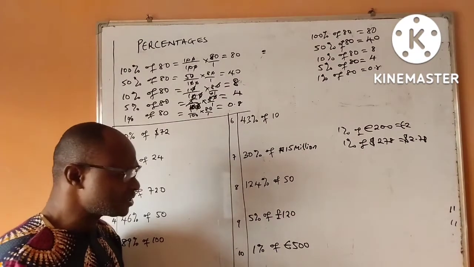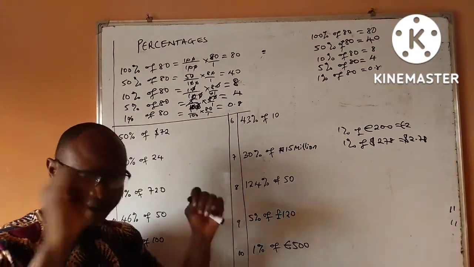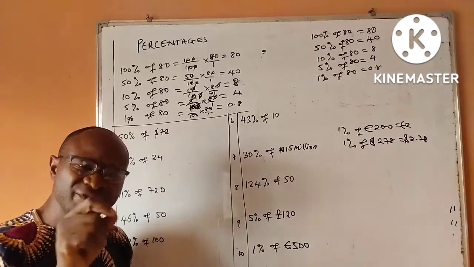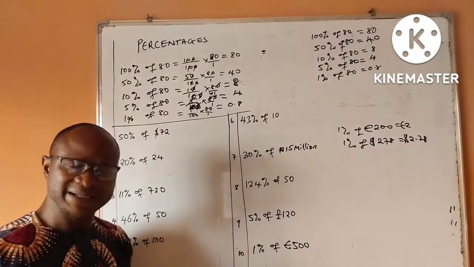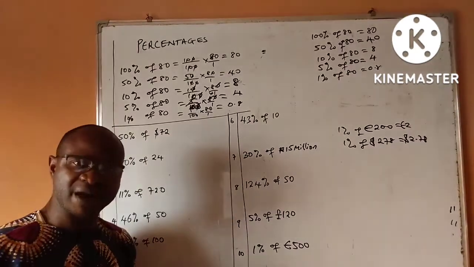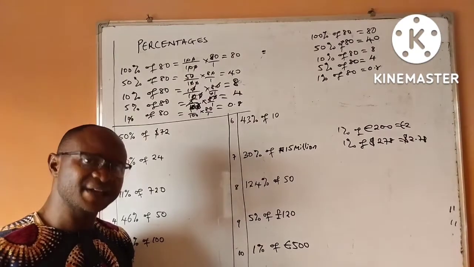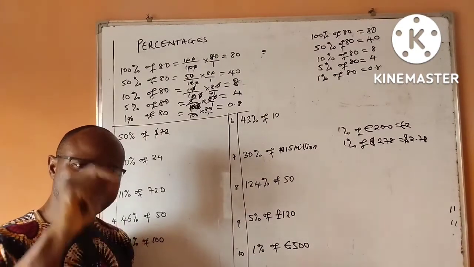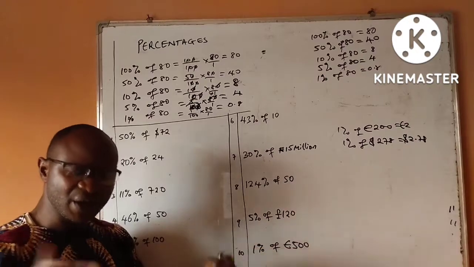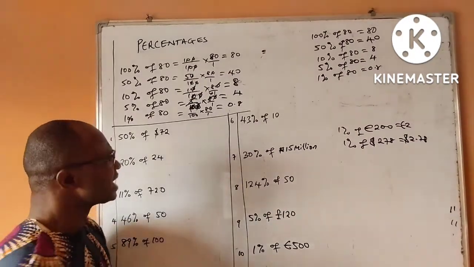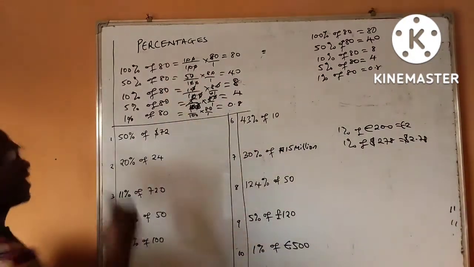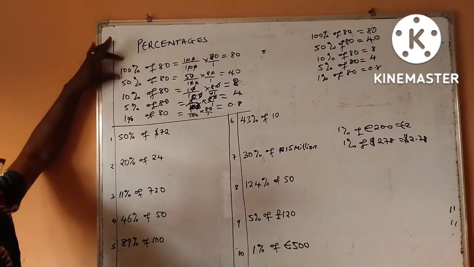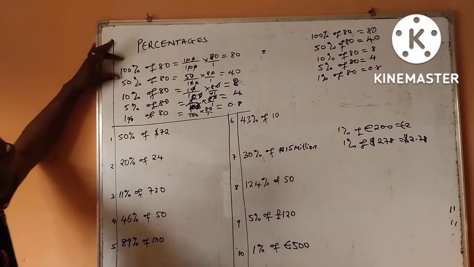Okay? 1% of 72 naira is simply 72 kobo. That means divide 72 naira by 100, and that gives you 0.72. In other words, it is 72 kobo. Now, going by this knowledge, 100% of any number is that number.